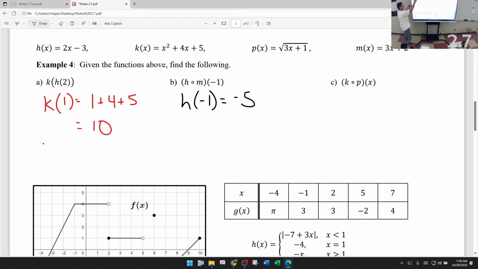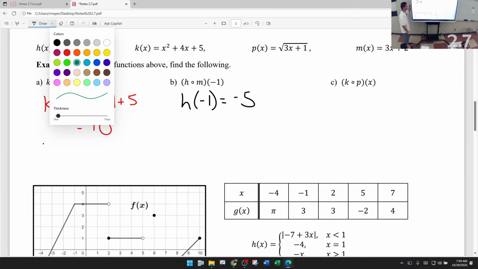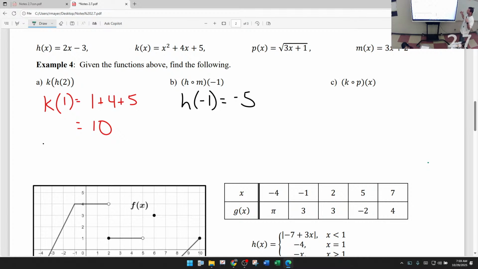Oh, I don't need that. I need to change colors. Green. I like green. Oh, this one's K of P of X. Yuck. K of P of X? Holy cow, they went from simple, simple, simple to hard. K of the square root of 3x plus 1. So now I got to put that in place of K. Ugh. Oh, yay, I'm squaring it.